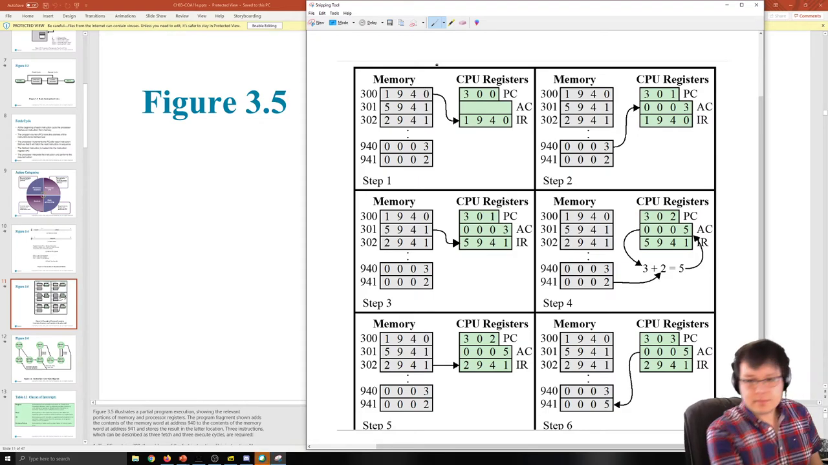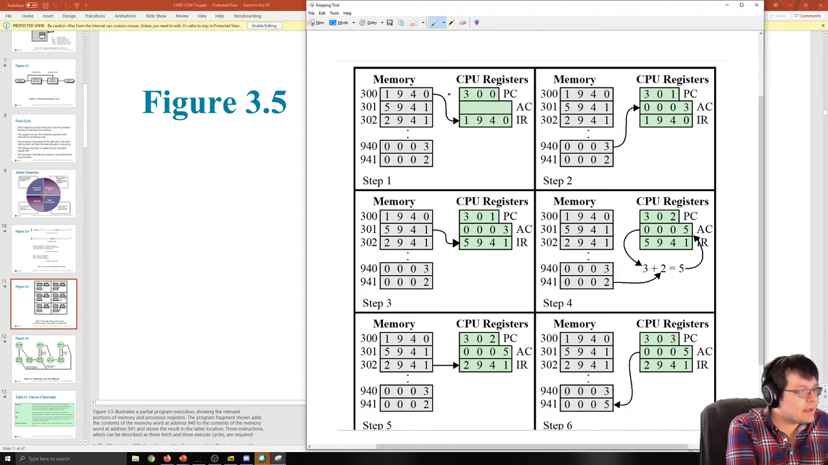So what we got is this right now. We're working here. Right now, the program counter says that the next instruction to execute is instruction 300 in our program. So that's the 300th instruction in our program. So let's go ahead and fetch that instruction from memory. That's step one.